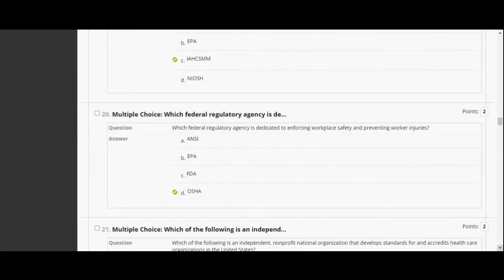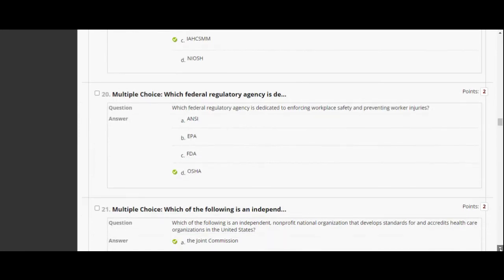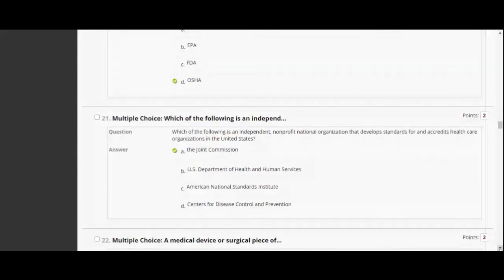Which organization would employees of the Central Sterile Processing Department likely join as a member? IAHCSMM. Which federal regulatory agency is dedicated to enforcing workplace safety and preventing work injuries? OSHA. Which of the following is an independent nonprofit national organization that develops standards for and accredits healthcare organizations in the United States? The Joint Commission.